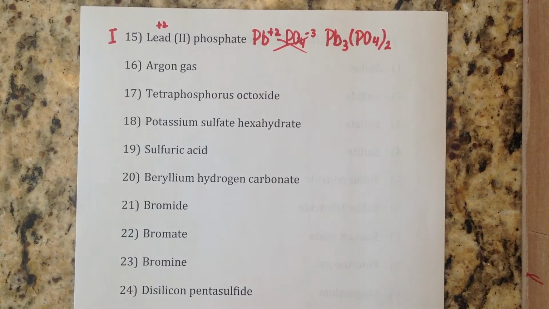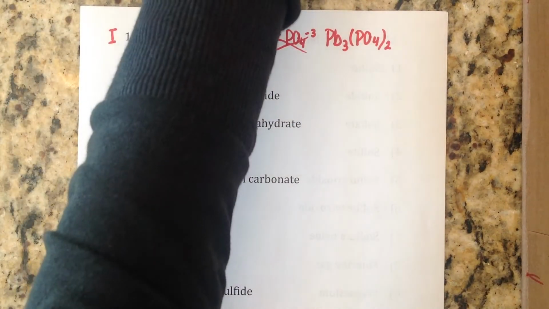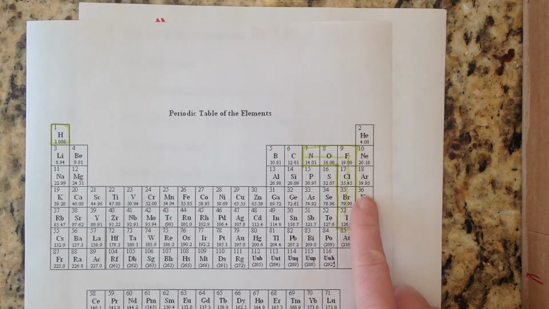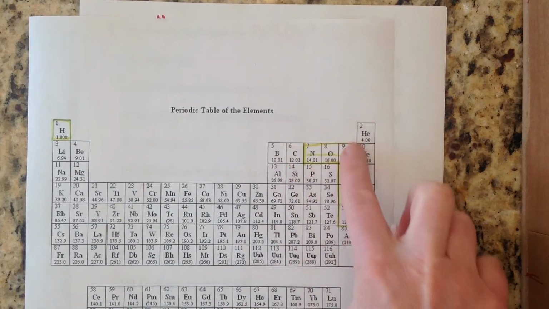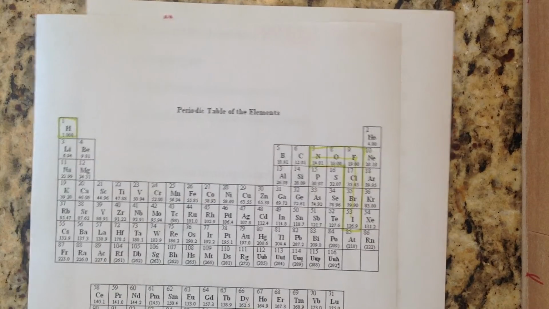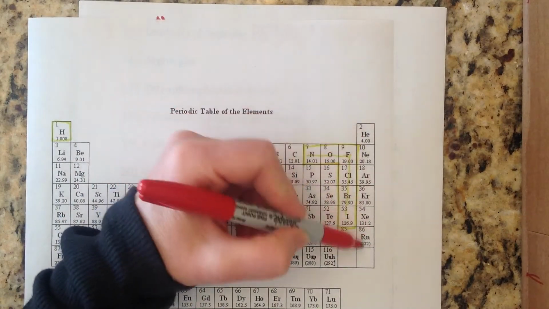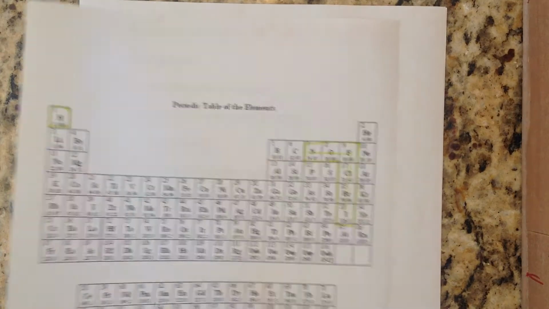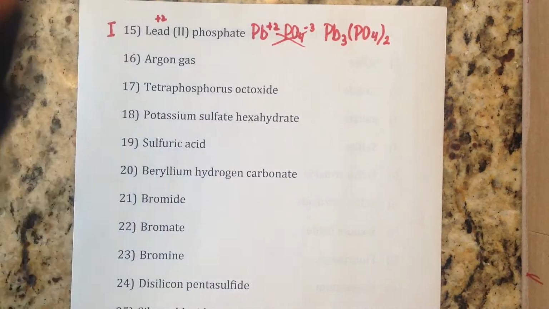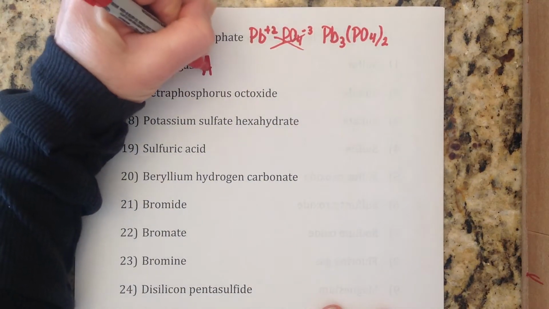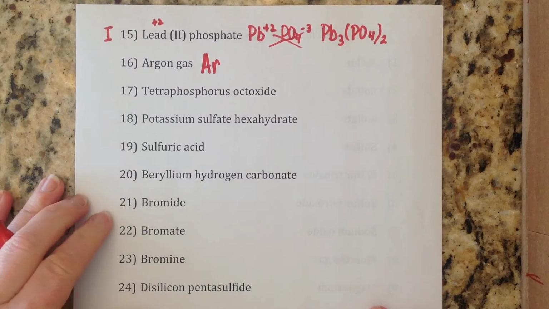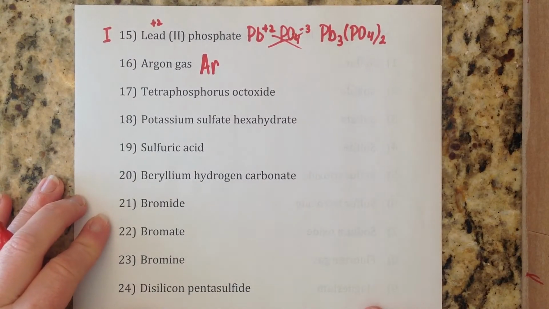Number 16 is argon gas. Now, a lot of times, because I just taught you this, you hear gas and you think, oh, maybe that's Ar2. But what I want you to notice is that argon is a noble gas. It's not one of these special 7 diatomics. These guys won't even bond with themselves. So argon gas, argon is a gas at room temperature. Argon gas is just Ar. There's not a 2 because it is not a diatomic molecule.